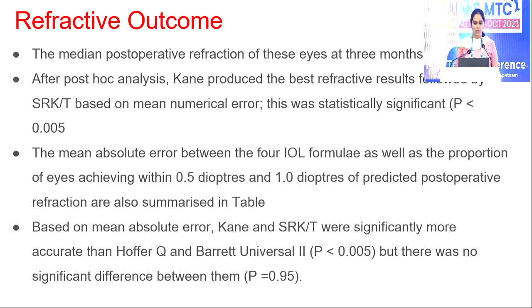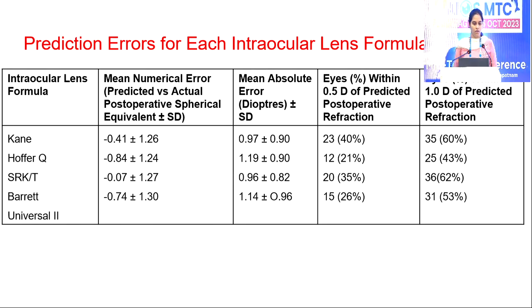Refractive outcome: based on mean absolute error, SRK/T was significantly more accurate than Haigis and Barrett Universal 2. For the predictive errors of each IOL formula, the mean numerical error is more significant with SRK/T, and the mean absolute error is also more significant with SRK/T.